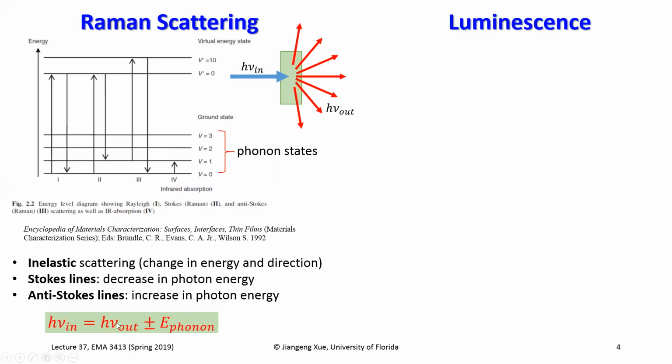So by measuring the outgoing photon energy and comparing that to the incident photon energy, we can determine the phonons and the energy of the phonons that we have in a particular material.